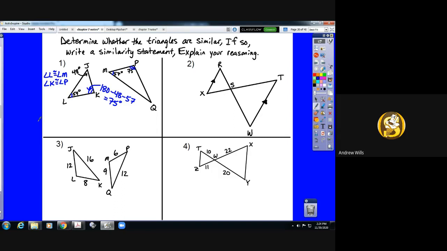Now, when we get to that point, notice I've written two angle congruence statements. That means this problem is over. The answer is yes. We have shown that triangle JKL is similar to triangle. Now, be careful with your naming because remember the names have to match. So JKL would match up to QPM, because we have shown angle-angle similarity.